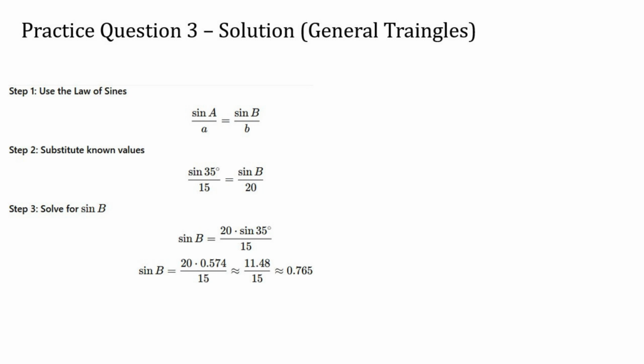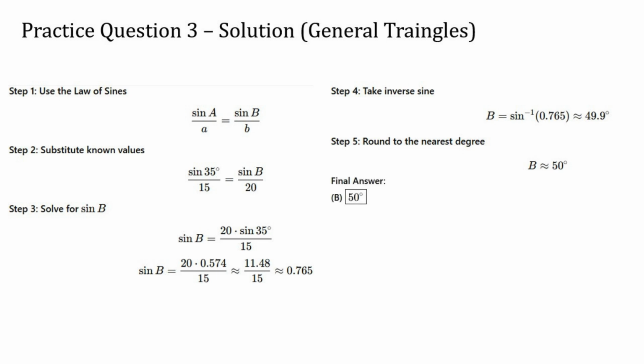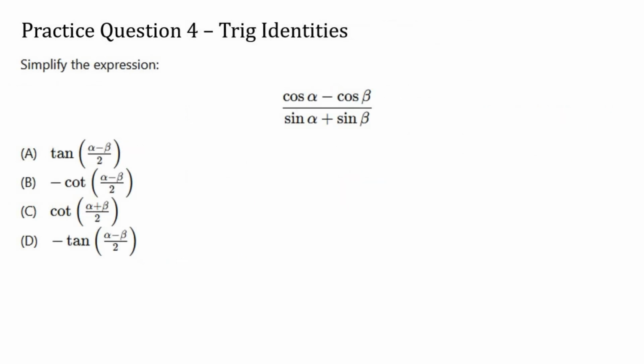This gives us a decimal value for sine of B. Then, we take the inverse sine, which gives us approximately 49.9 degrees. This rounds to 50 degrees. Therefore, the final answer matches answer choice B. Practice question 4. Simplify the following expression.